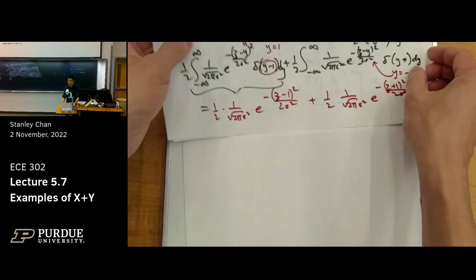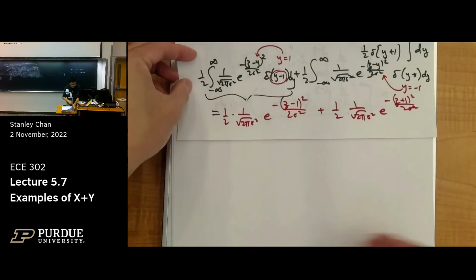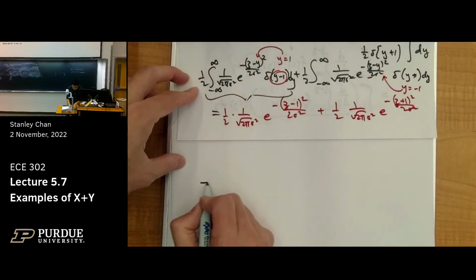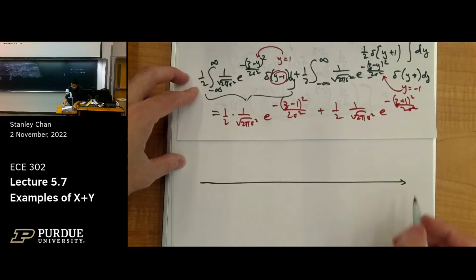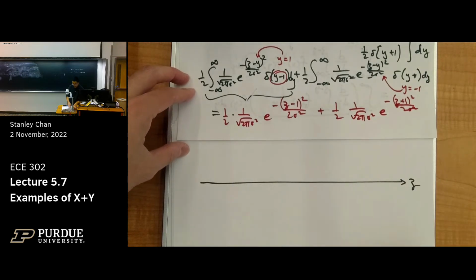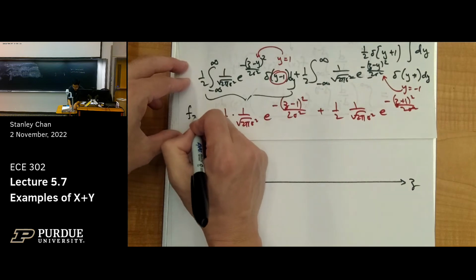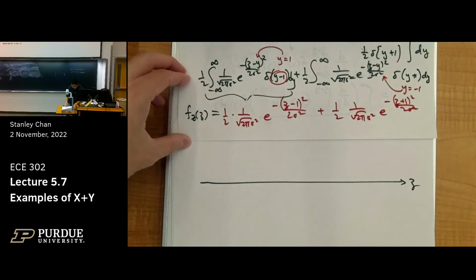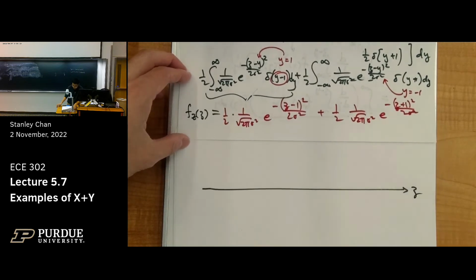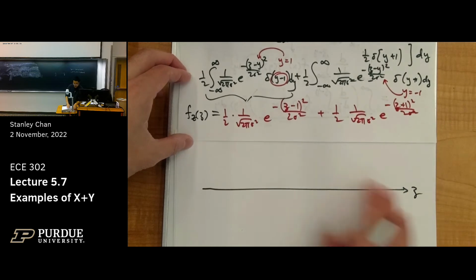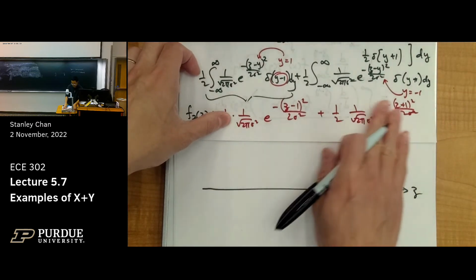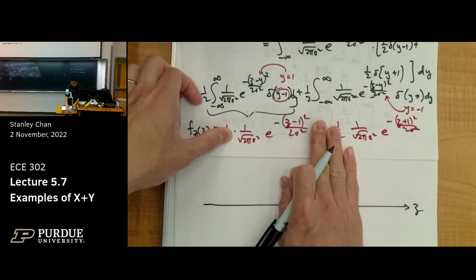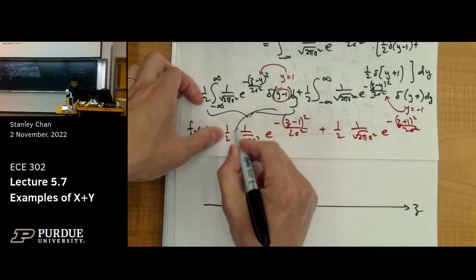Let's draw it out. Here is your z. Everything is in z. This is your f_Z(z), this is the axis of z. Ignore the 1/2, ignore this part. Just look at this. What is this guy?